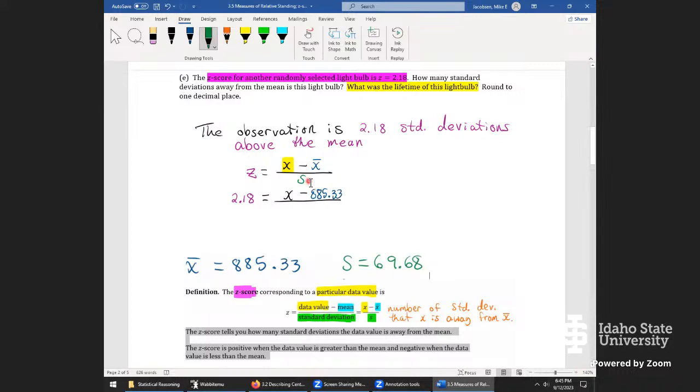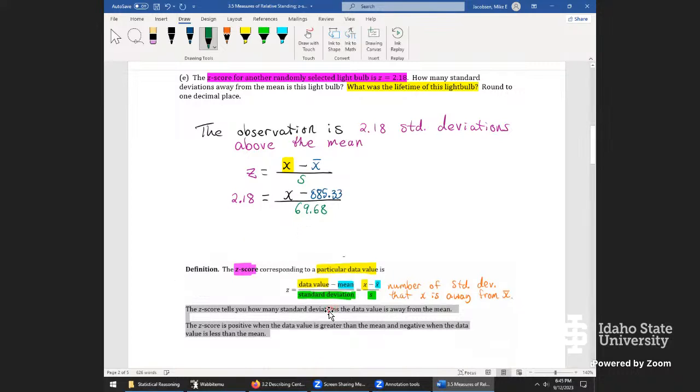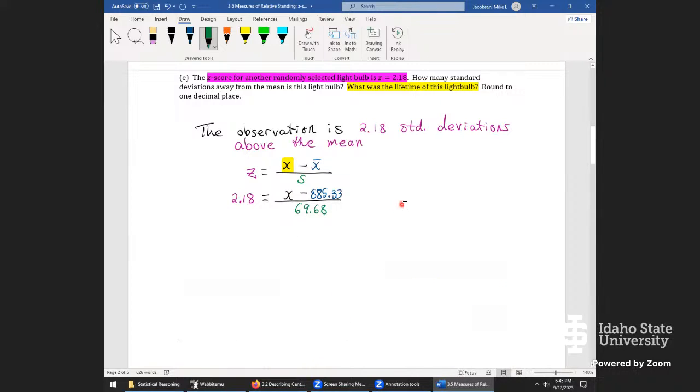Lastly, go to the same formula. The denominator is S, so throw 69.68 down below. Finally, that's everything there. We still need to solve for X, but at least we have an equation at this stage. Any questions, folks, before we go to solve it?